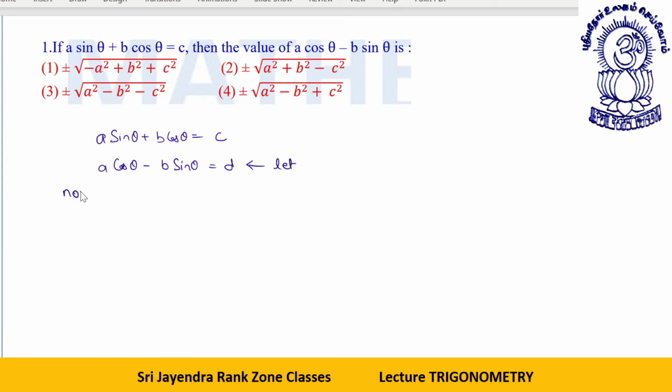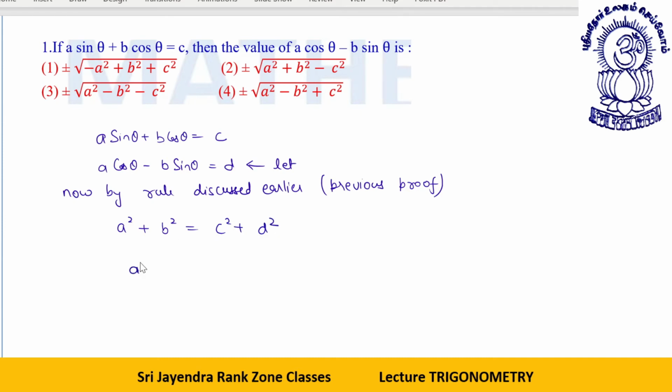Now by property, now by the rule discussed earlier. Earlier means the previous proof. I am writing this because when you get to revise, you can refer to the previous question, the previous proof. We have a square plus b square is equal to c square plus d square. From here you get a square plus b square minus c square is equal to d square, or d square is equal to a square plus b square minus c square.